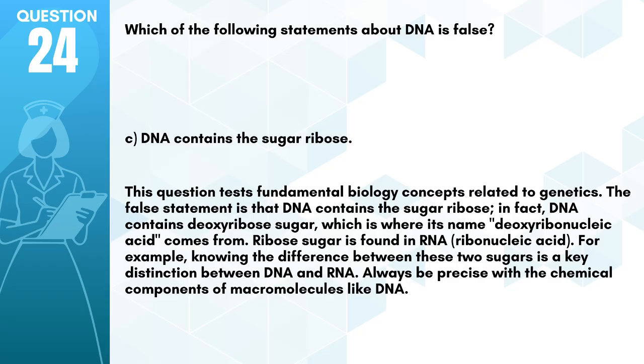This question tests fundamental biology concepts related to genetics. The false statement is that DNA contains the sugar ribose. In fact, DNA contains deoxyribose sugar, which is where its name deoxyribonucleic acid comes from. Ribose sugar is found in RNA, ribonucleic acid. For example, knowing the difference between these two sugars is a key distinction between DNA and RNA. Always be precise with the chemical components of macromolecules like DNA.